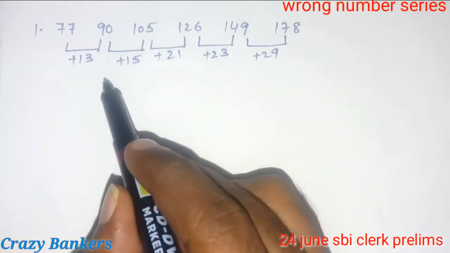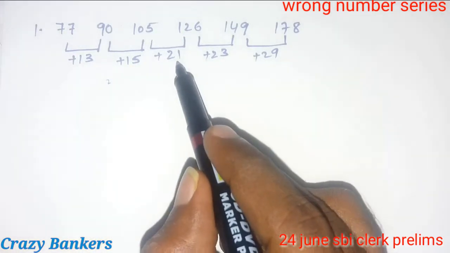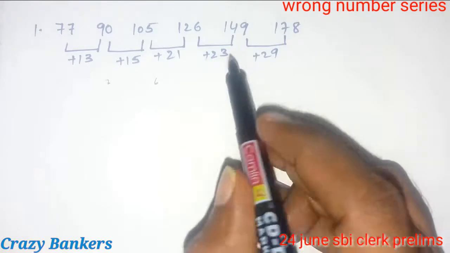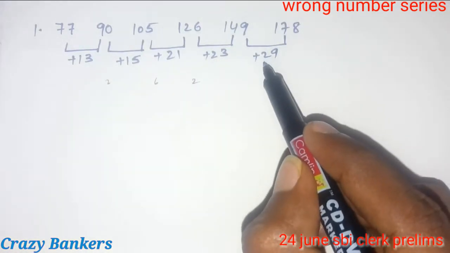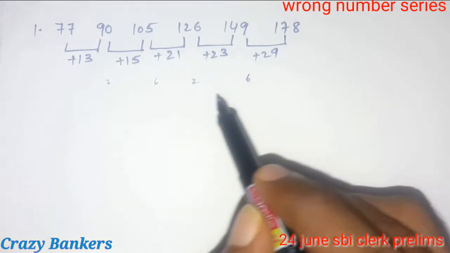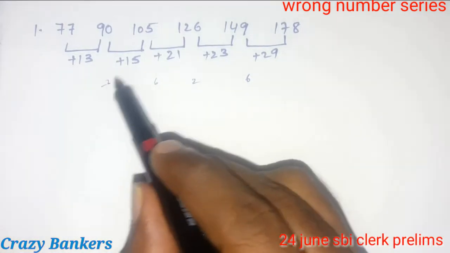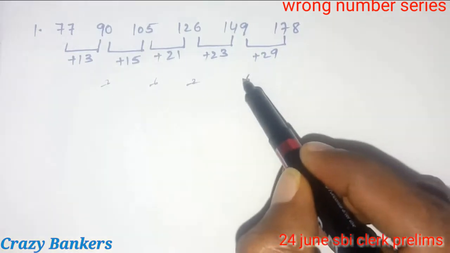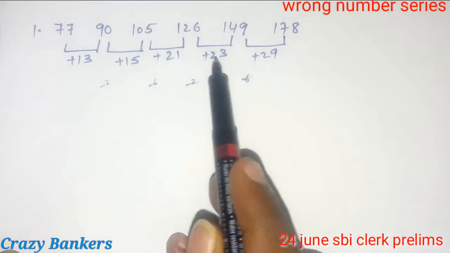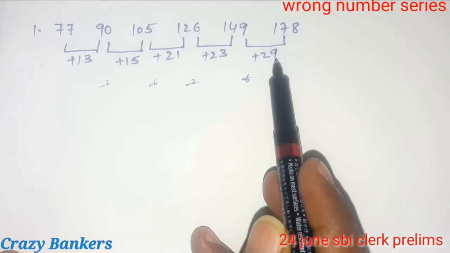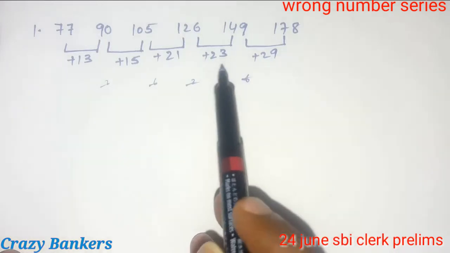The difference between 13 and 15 is 2. The difference between 15 and 21 is 6. 21 and 23 is 2. 23 and 29 is 6. According to this it is a perfect series, but we need to find the wrong number. So 13, 15, 21, 23, 29. We have a problem, so let's go to the basics.